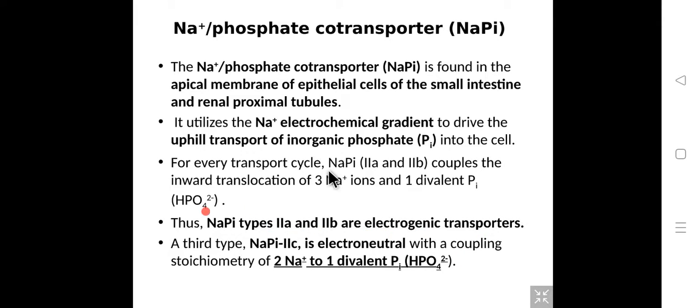There's a whole bunch of others, but I'm just generalizing for this one. A third type, sodium inorganic phosphate 2C, is electroneutral, which couples 2 sodium ions to a divalent inorganic phosphate. So that is 2 to 2, therefore you get electroneutral. So you can copy this slide and we'll be done after I show you the image in the next slide.